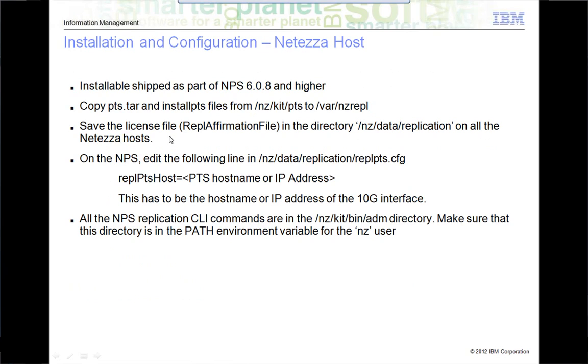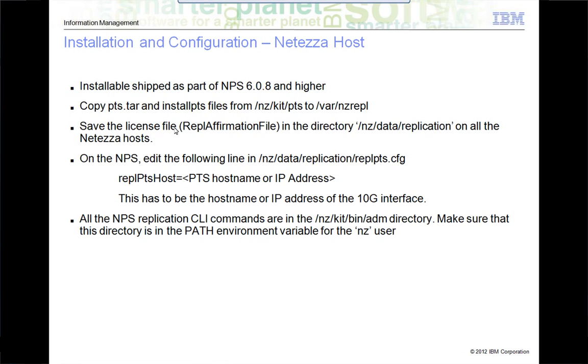So now that we have checked all those things, we are ready to install the PTS management software. As I mentioned, the installables are shipped as part of NPS 6.0.8 or higher. Those installables are in the directory nzkit-pts. So the first step is to copy these two files, pts.tar and the install PTS file, from the nzkit-pts directory to var in the REPL directory. You can do it on the Netezza host itself, because var in the REPL is a mounted directory, so it refers to the same location on the PTS. Next step, you have to save the license file, the REPL affirmation file, in the directory /nz/data/replication on all the Netezza hosts.